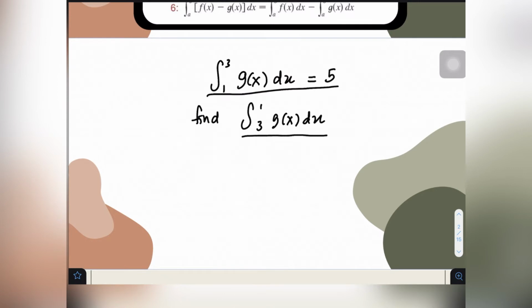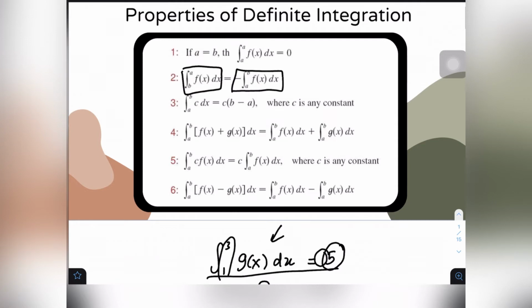Okay, so you can see here, you are integrating the same function g(x) with respect to x. The difference between these two is the limits. This one is from 1 to 3, but this one is turned upside down, from 3 to 1. So that means by using the property of definite integral just now, the answer will automatically become negative 5. The answer is the same, the sign is different. Okay, so this one is property number 2.